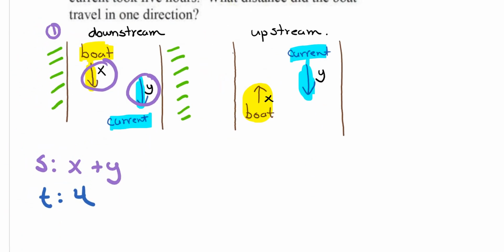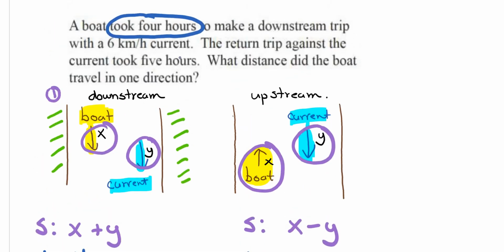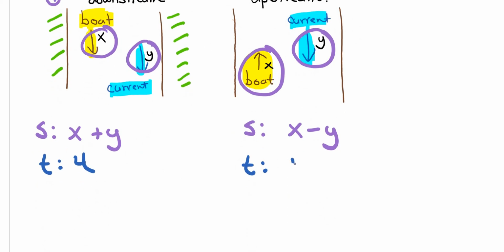Okay, and now if I take a look at the speed in my second direction, I notice that x is going up and y is going down. So the speeds are going in opposite directions. Now what about the time? This time it takes 5 hours, right? It takes 5 hours to go upstream, so the time is 5 hours.